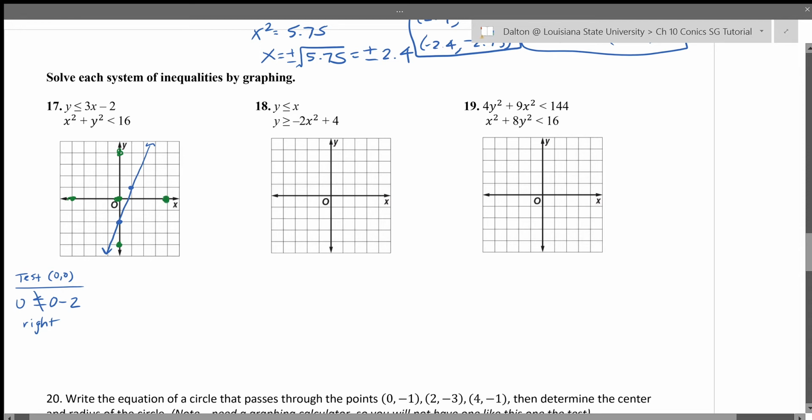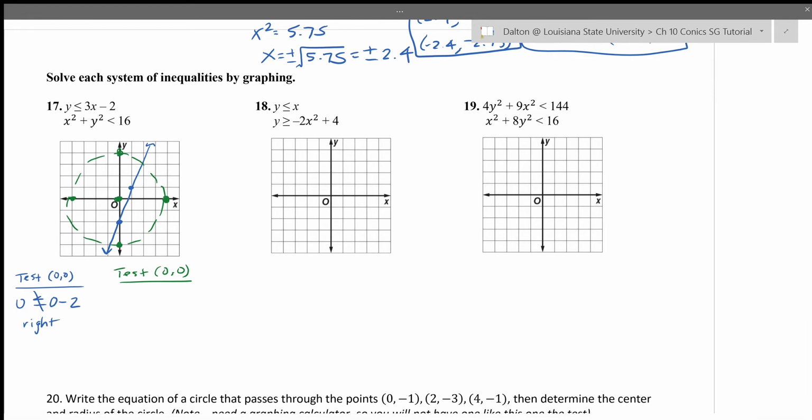And this is where things get a little bit interesting. Since it's just less than 16, that means our circle has to be a dashed curve. And just like we did for the line, we have to test a point for the circle as well. Even though 0, 0 is the center point of that circle, technically the center point is not on the circle, so you can test that point.